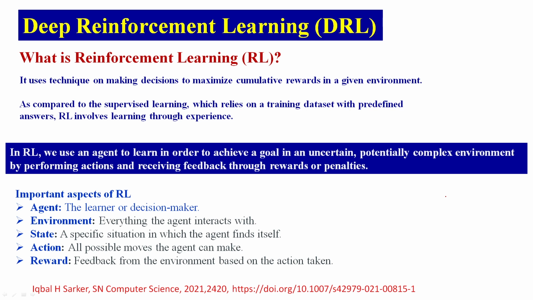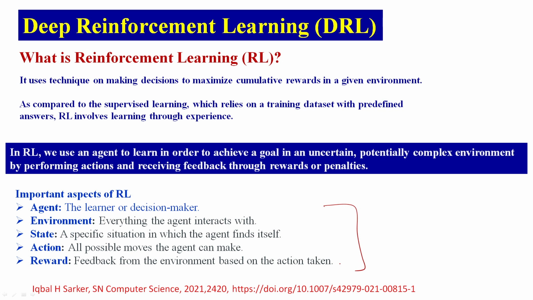So, what are the important features of RL? Well, the first important feature is the agent. This is the learner or decision maker, remember. The second important feature is the environment. Everything the agent is doing is interacting with the environment, right. And then there are many other things like state. State is nothing but a specific situation the agent finds itself in. Action, all the moves the agent is taking. Rewards or penalties, the feedback from the environment based on the action taken. Remember, these all have to be built into your model if you want to do DRL. These all have to be built in.